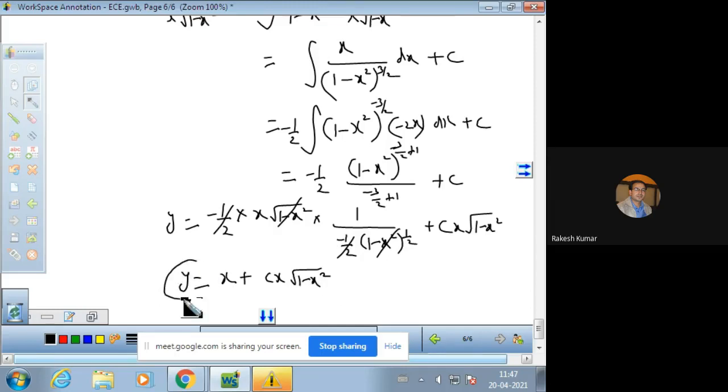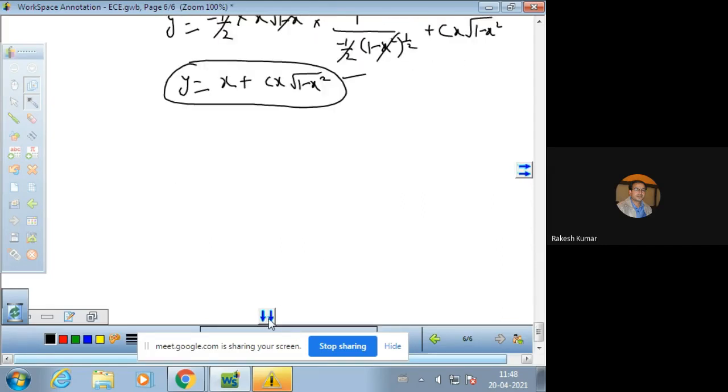Now this is the required solution of given Leibniz linear differential equation. So this is the technique of solving a Leibniz linear differential equation. Now one more example can be solved.